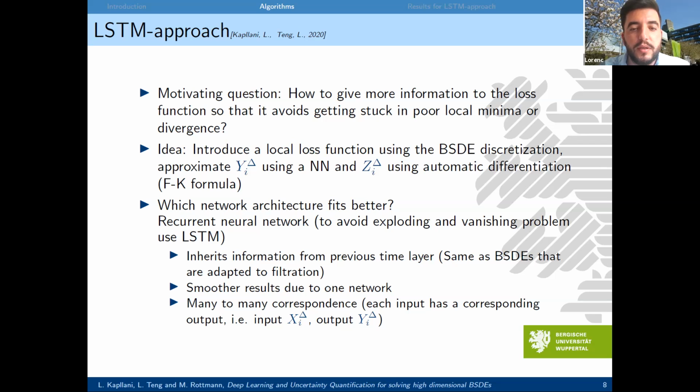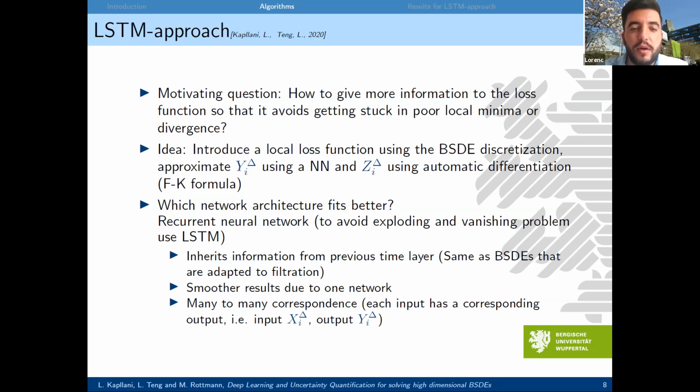So this means that even Y, for example, we approximate now not with the Euler discretization, but with a neural network, and we can approximate Z by using automatic differentiation, because we know from the Feynman-Kac formula that Z is the diffusion times the derivative of our solution with respect to X, which is the forward process.